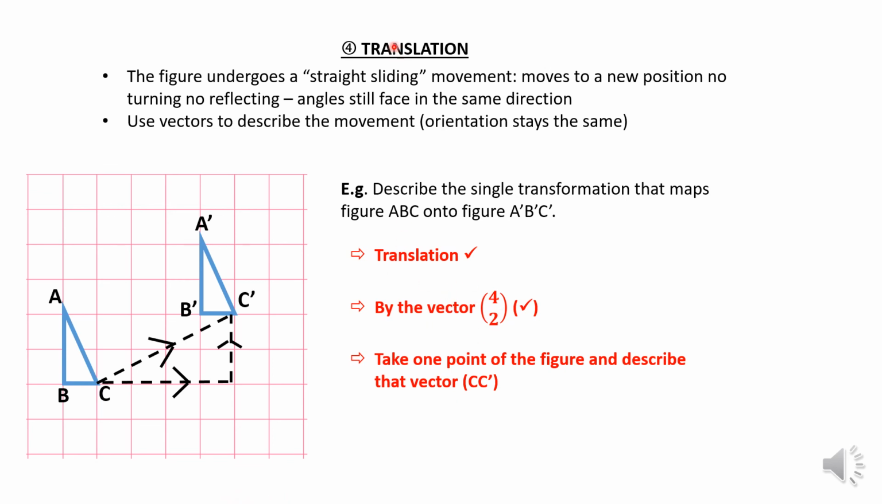So when you describe translation, and here's the thing that I need to emphasize, I saw that in one test, it is not translocation. Okay. You do not get a mark for writing that down. It's translation. So make sure you get it right, and then also describe the translation by a vector. Okay, very important.